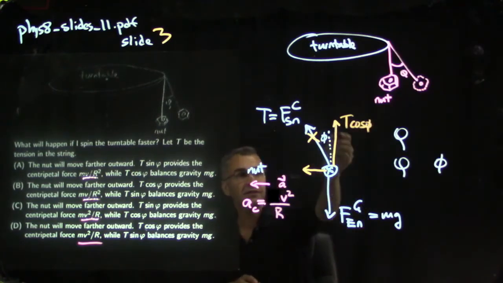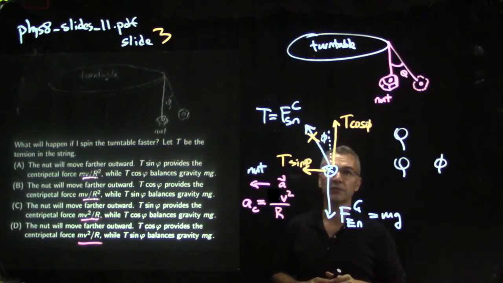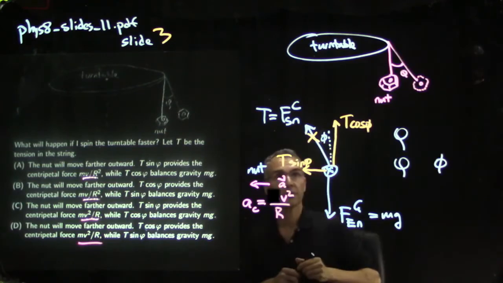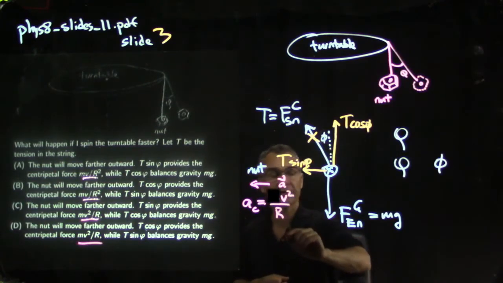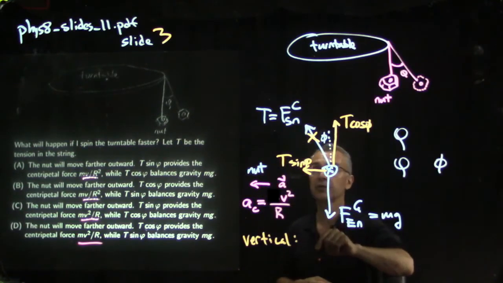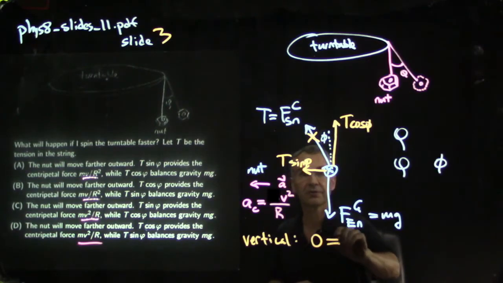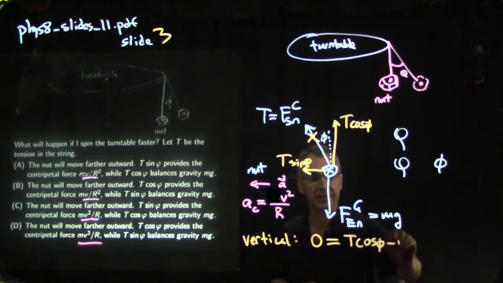And then we have opposite over hypotenuse is this horizontal force divided by the original force. So this is actually T sine phi. So then we can write Newton's second law, F equals ma, in two different dimensions. In the vertical, the acceleration is purely horizontal, so vertically we have 0 acceleration equals up minus down, T cosine phi minus mg.